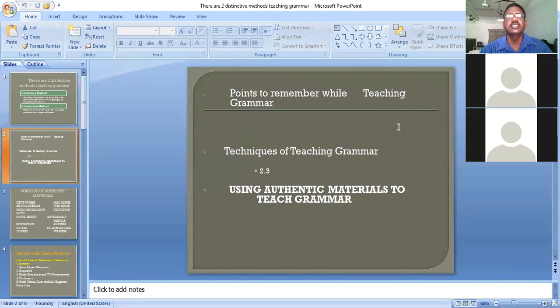Points to remember while teaching grammar. Some of the points are there. See, guidelines on how English sentences are constructed. We have to teach them how English sentences are constructed. How many types of sentences are there in English? Can anyone tell? There are four types of sentences: commands, requests, negative sentences, and exclamatory sentences. In this way, four types are there.